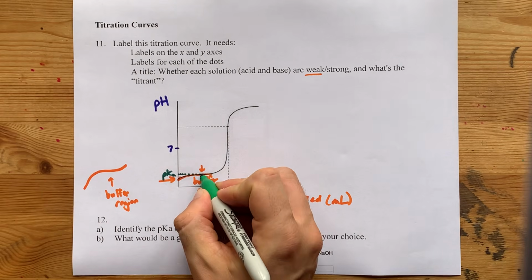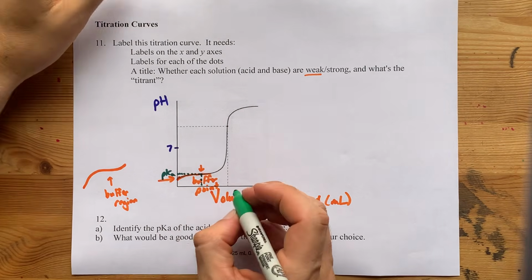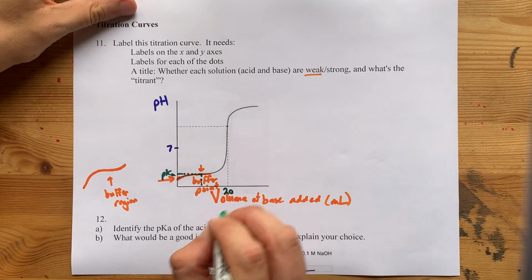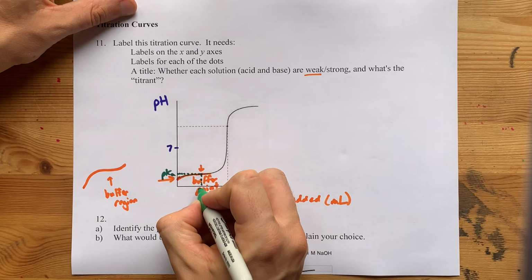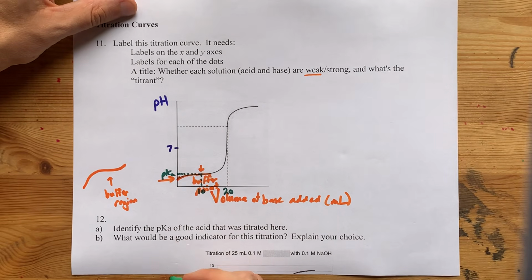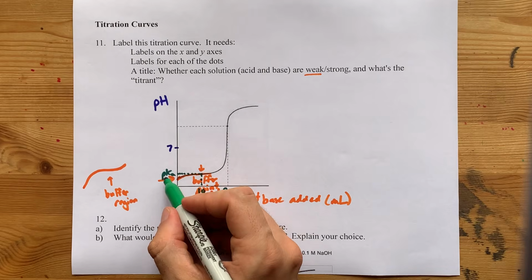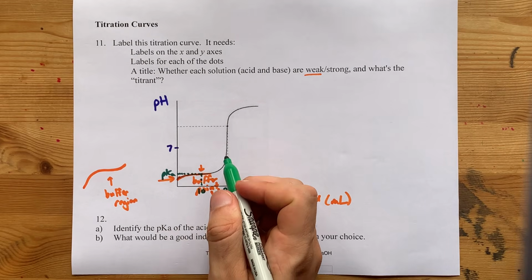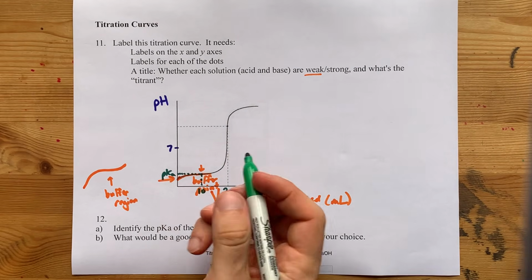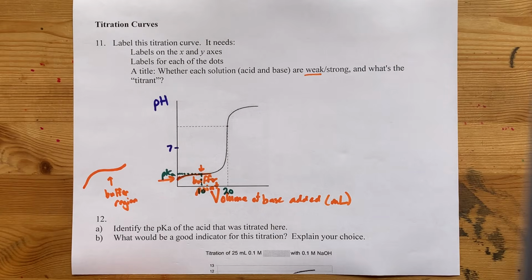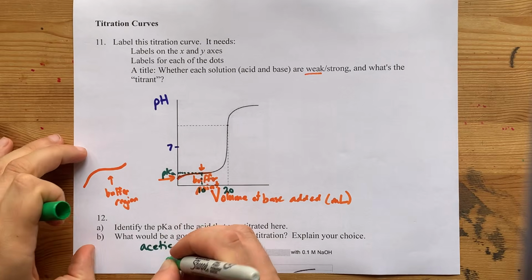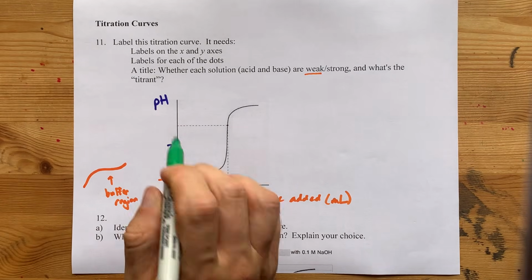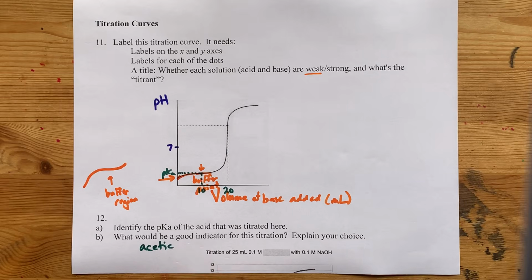Wherever the halfway point is, and by that I mean, I don't know, maybe this is like 20 milliliters here for this vertical line, then find 10 here. Whatever your pH is happens to be the pKa of the acid. Then you can just look that up on a chart somewhere and identify your acid based on that. I believe the answer to 12B was acetic acid according to the charts that I gave you earlier in the package.